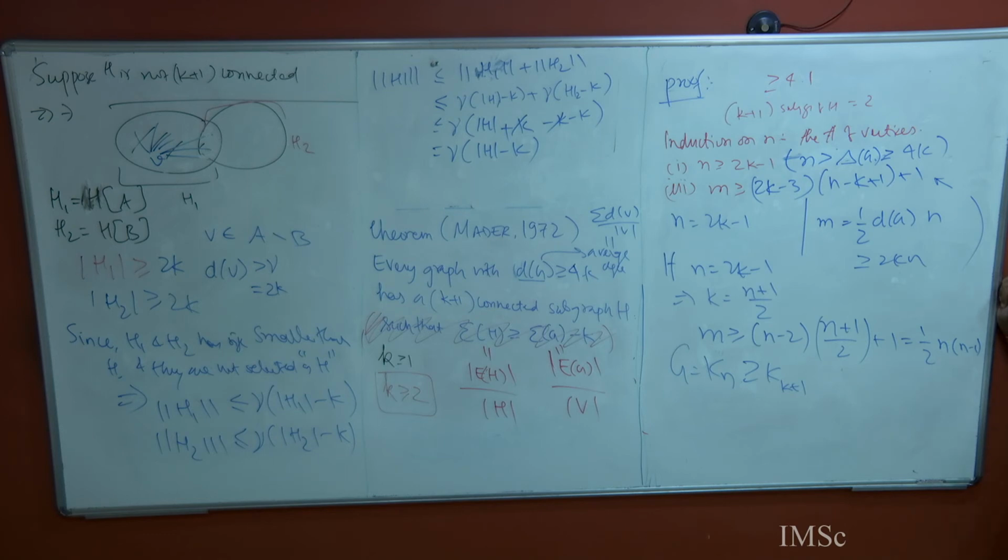Exactly. So our assumption is the number of edges is at least 2kn, right? We have so many edges and this number is less than this number, right? But I wrote it this way so that it is easier for us to do this kind of maths.